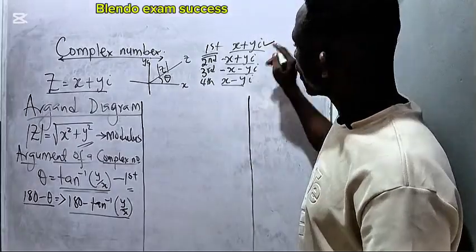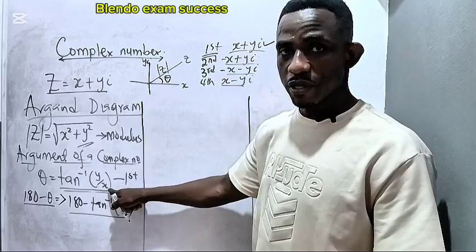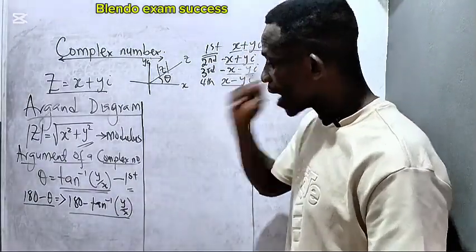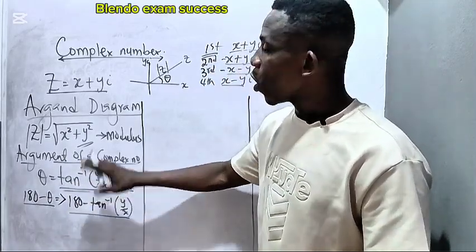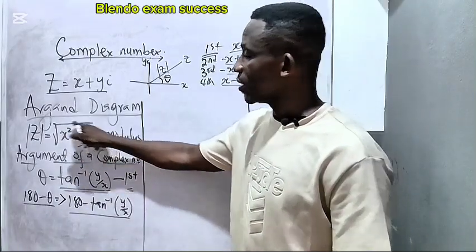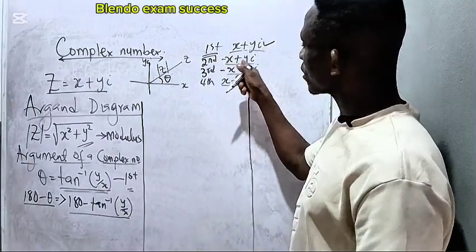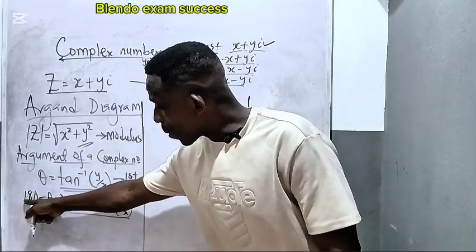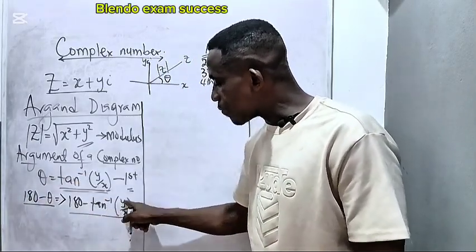So for the solution, if you are given this and you're asked to find the argument, this becomes your answer for the first quadrant. If your question is x plus yi, then the argument is theta equal to tan inverse of y over x. All of these have the same modulus, the square root of x squared plus y squared. Now, if you are given a second quadrant question, minus x plus yi, what will you do? This is it: 180 minus theta. You first of all find theta, and theta is tan inverse of y over x.